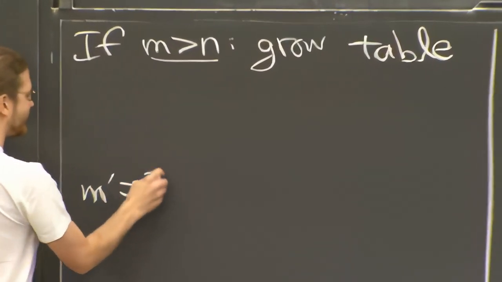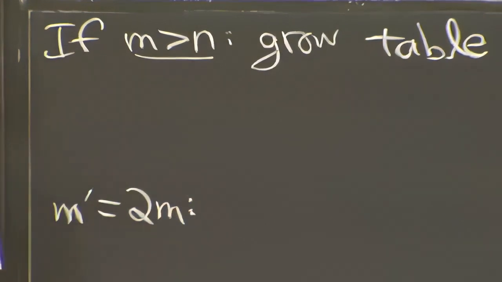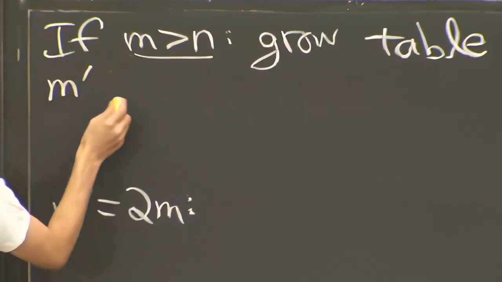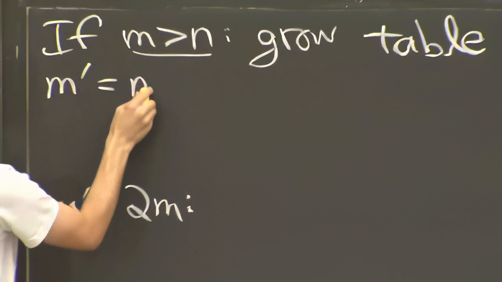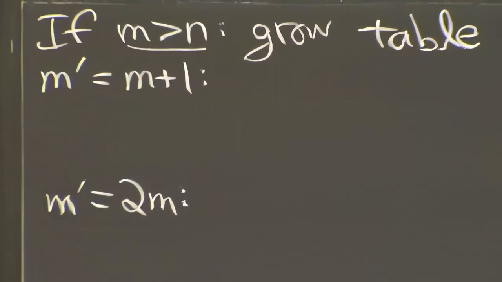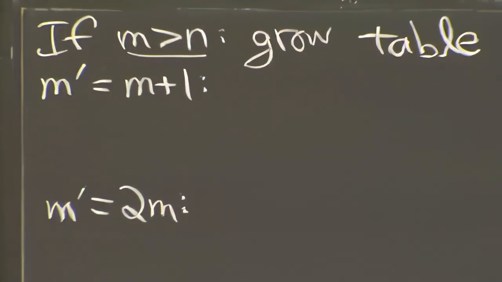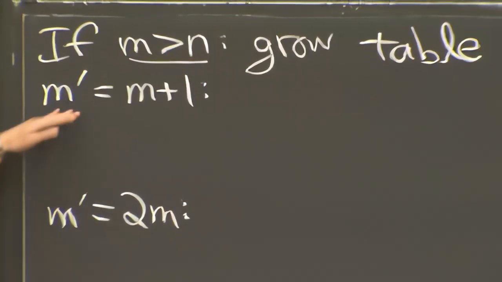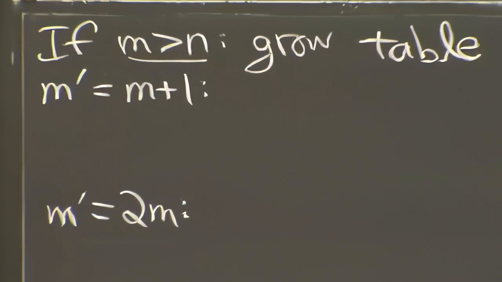M prime equals 2m is the correct answer. But for fun, or for pain, I guess, let's think about the wrong answer, which would be just make it 1 bigger. That'll make m equal to n again. So that seems, it's at least safe. It will maintain my invariant that m is at least n.